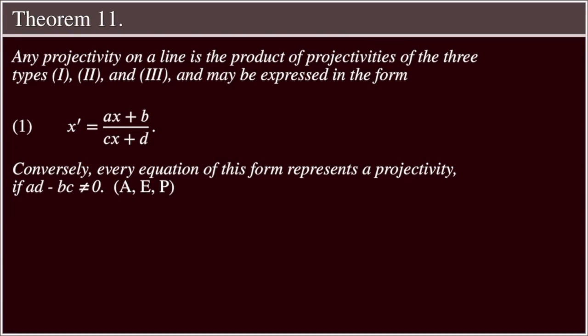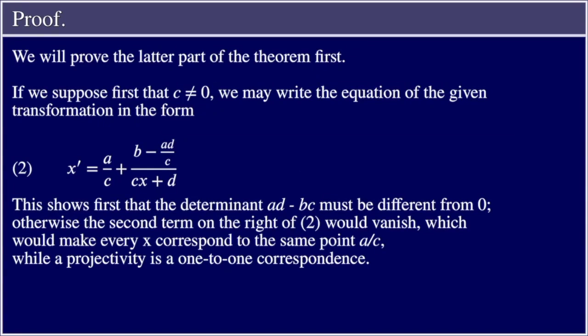Theorem 11. Any projectivity on a line is the product of projectivities of the three types 1, 2, and 3, and may be expressed in the form 1: x prime is equal to (ax plus b) divided by (cx plus d). Conversely, every equation of this form represents a projectivity if ad minus bc is not equal to 0. Assumptions A, E, and P.